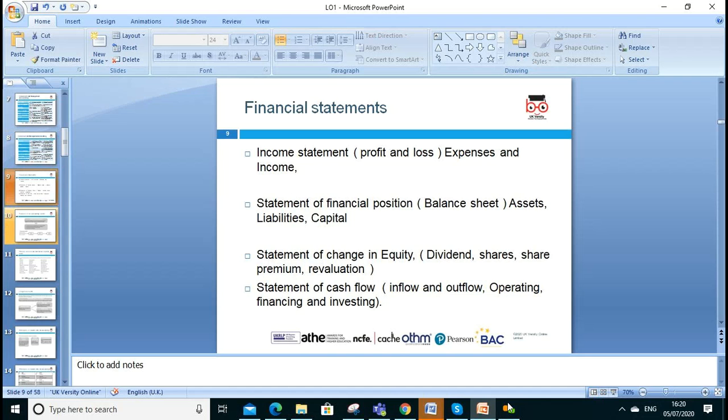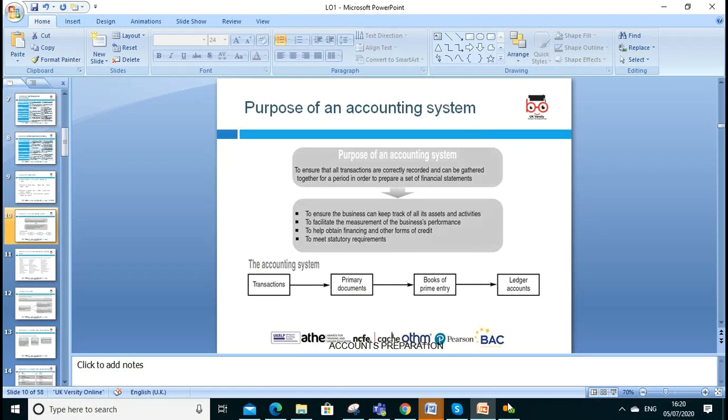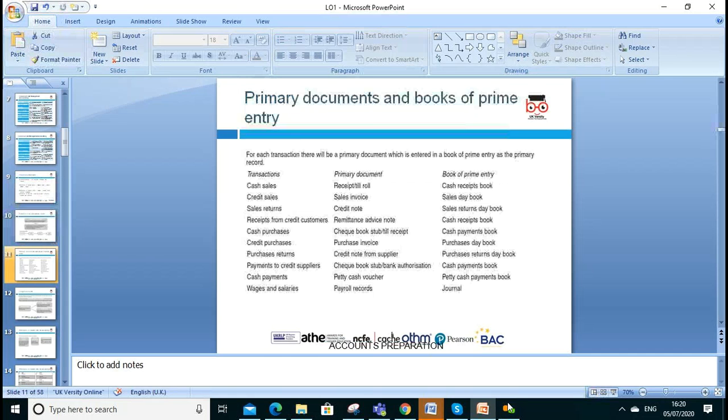I understand. Okay, great. Accounting always starts with a transaction. Then primary documents, books of prime entry, and then we have ledgers. All of this provides us information. So what is a transaction? Cash sales are one type of transaction. Credit sales are another. Primary documents are sales invoices and credit notes. The book of prime entry is where we record, or keep the record of, the accounting.